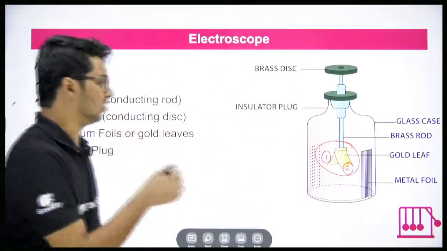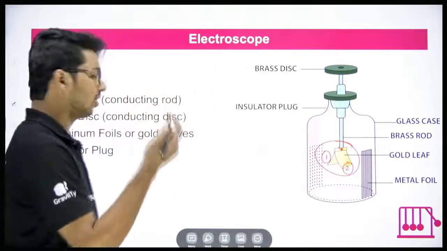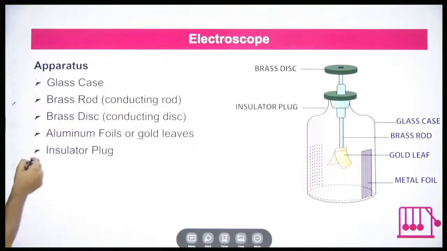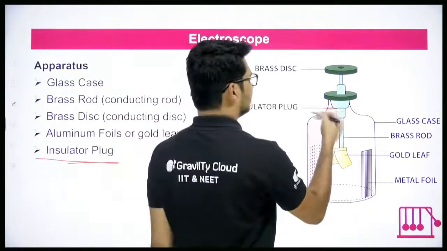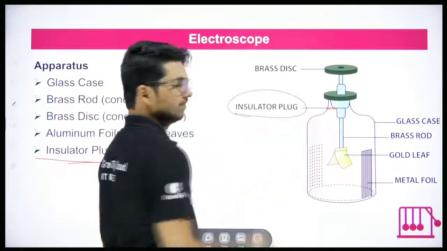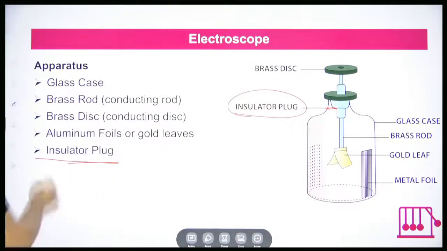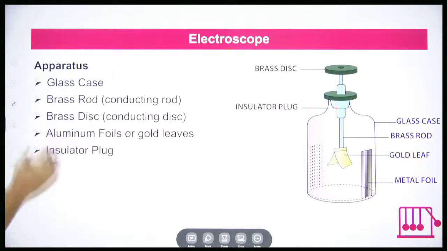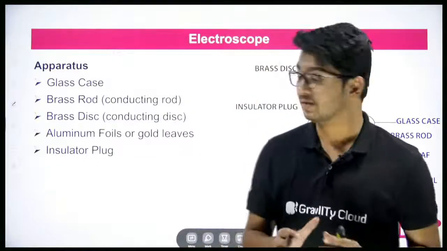They'll have a hole at the top, in which they will be inserted like a hook. And then you need an insulator plug. That is the insulator plug, which does not allow charges to flow away. Understood? So these are the things that we need to make a proper electroscope.